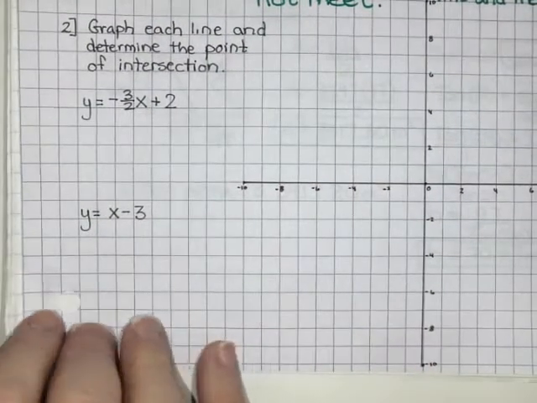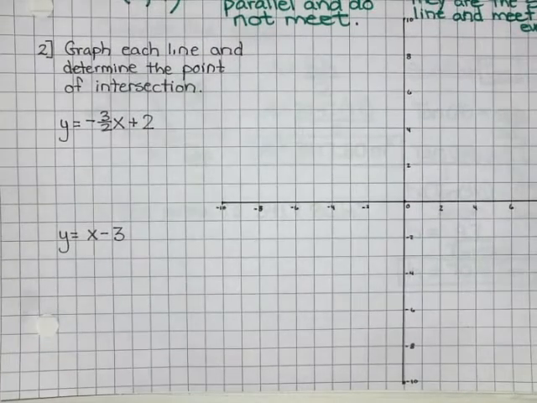So our question number 2 says graph each line and determine the point of intersection. So I have y equals negative 3 over 2x plus 2 and y equals x minus 3. Now I find it helps me if I write down the slope and the y-intercept, but that's up to you. That's why I left a little space there.